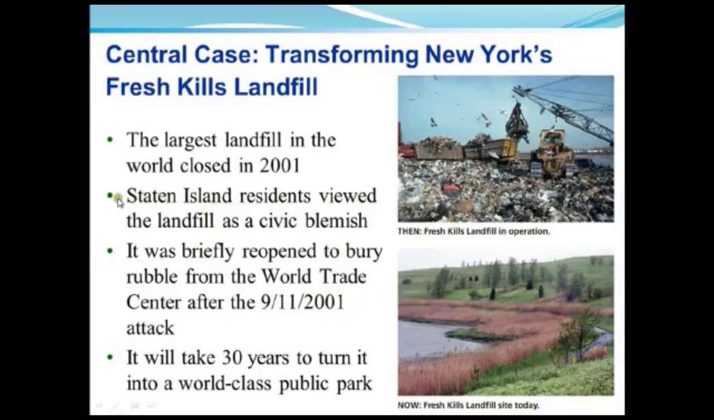The largest landfill in the world closed in 2001, and it was briefly reopened to bury rubble from the World Trade Center after the 9/11 2001 attack. We all know about this 9/11 attack, and it will take 30 years to turn it into a world-class public park. This is the Fresh Kills landfill in operation, and it will be converted into a park like this. They are going to make a park, but it will take about 30 years to convert this landfill. Such garbage will get cleared, and after 30 years you will see the landfill site like this.